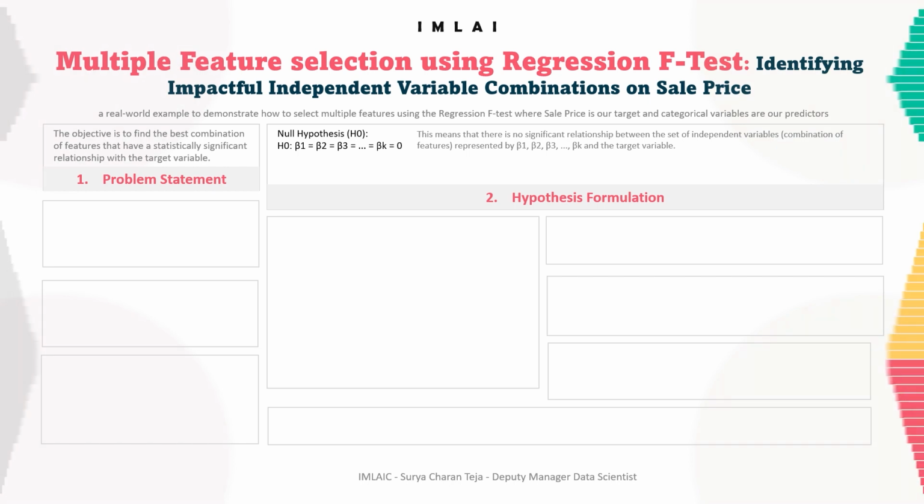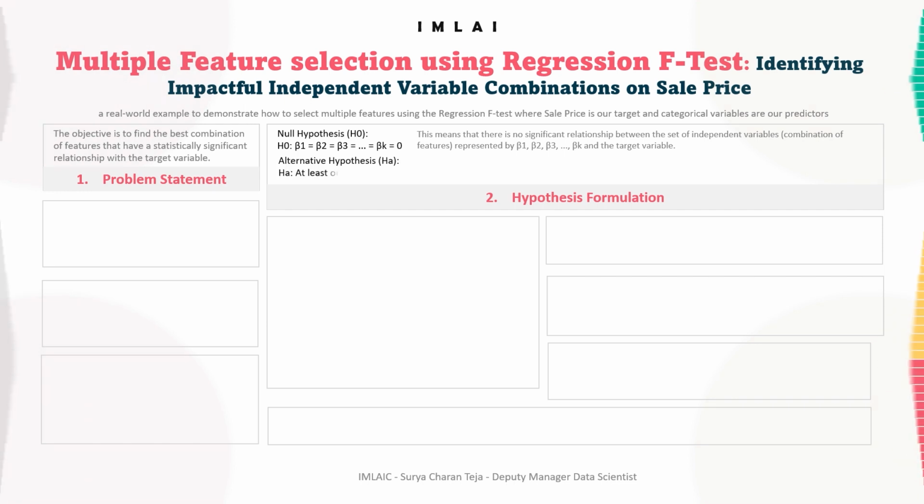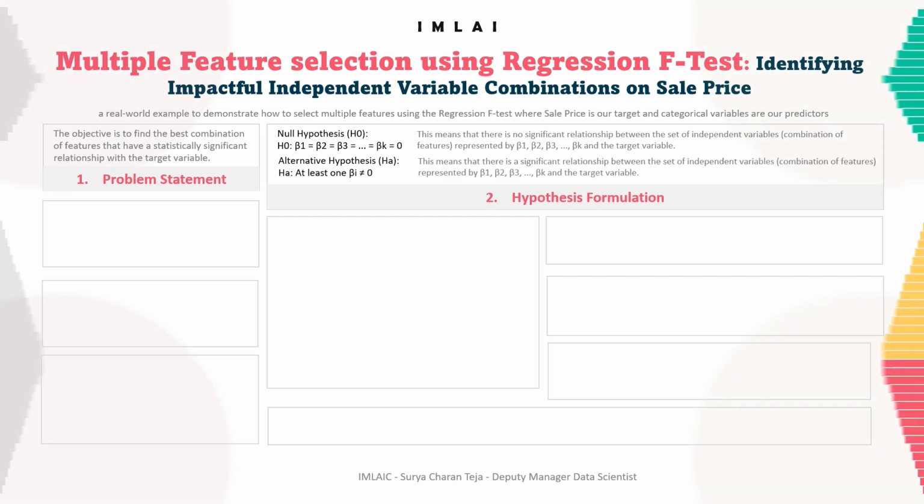Now let's write the alternative hypothesis. The alternative hypothesis here is beta sub i not equal to 0. So that's our alternative hypothesis. This means that there is a significant relationship between the set of independent variables, which are nothing but the combination of features represented by beta sub 1, beta sub 2, beta sub 3 and so on, beta sub k, and the target variable.